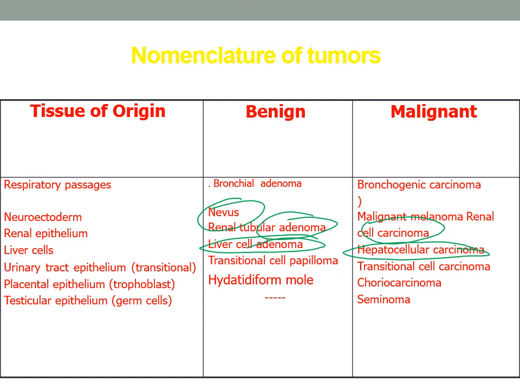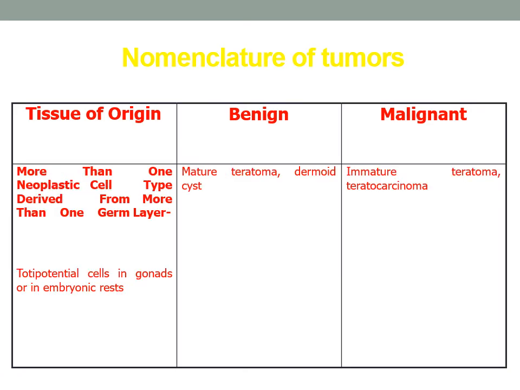If they are from the placenta, the benign is a hydatidiform mole, and the malignant is choriocarcinoma. If they originate from the germ cell, we said they are seminoma. If they originate from the testicular germ cell, it is known as seminoma. Okay, when they have more than one neoplastic cell type, we have mature teratoma and immature teratoma.